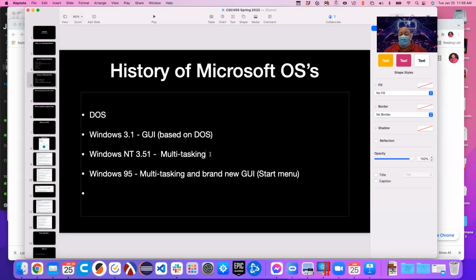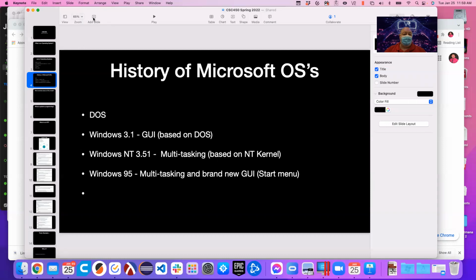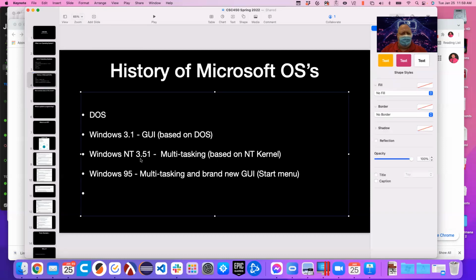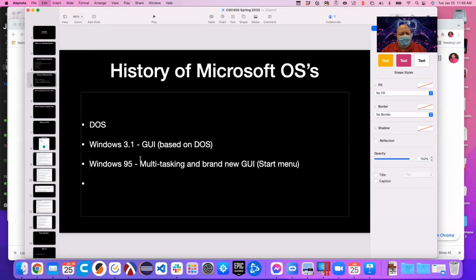Windows NT 3.51 was based on the NT kernel. This was Microsoft's first real operating system, the operating system that they made. NT, anybody know what NT stands for? New technology. Okay, so NT stands for new technology. All right, so DOS, let's just kind of put this on a different slide just for organizational purposes. Actually, what I'm going to do here is I'm going to do this.